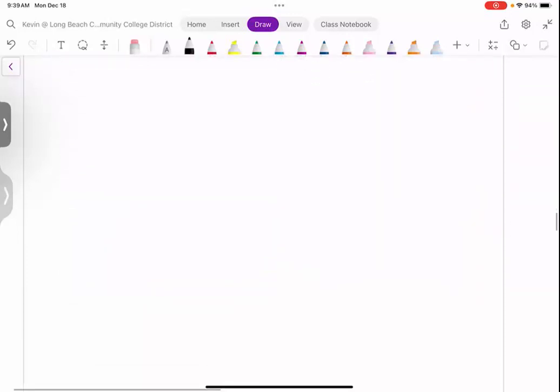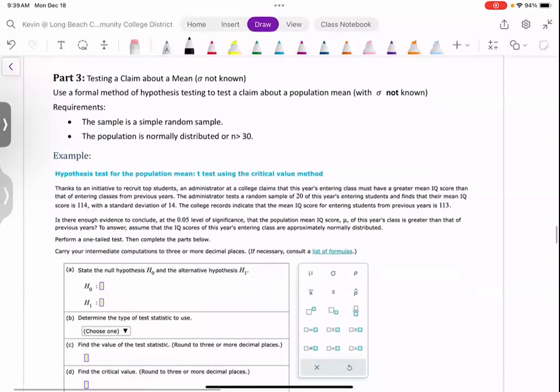All right. Part 3, we are now testing the mean when sigma is not known. Once again, that means that we're using a t-test. So t-test is going to be our distribution in this case. There we are.